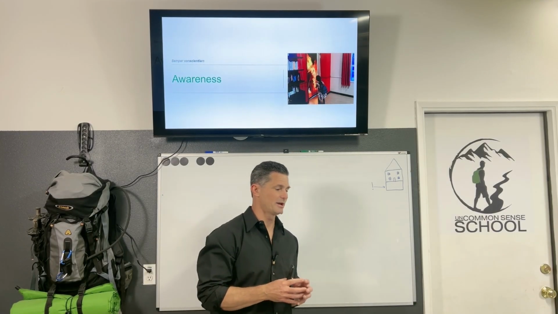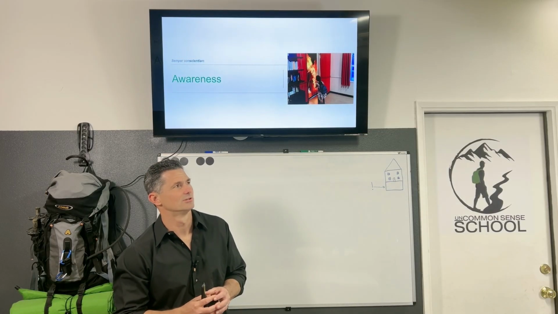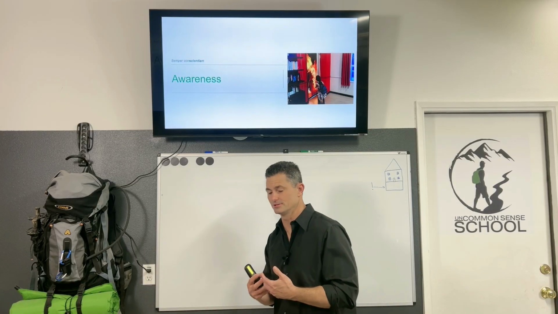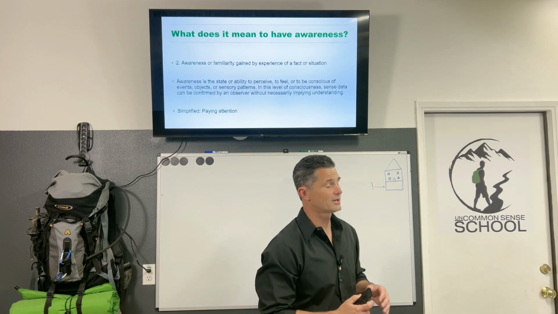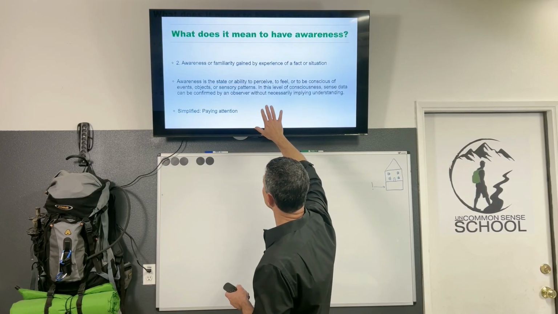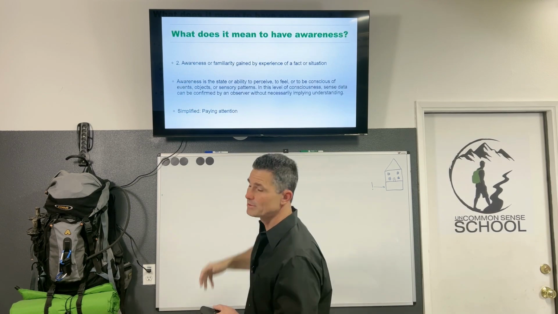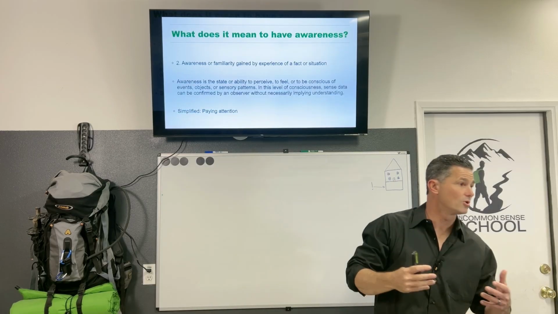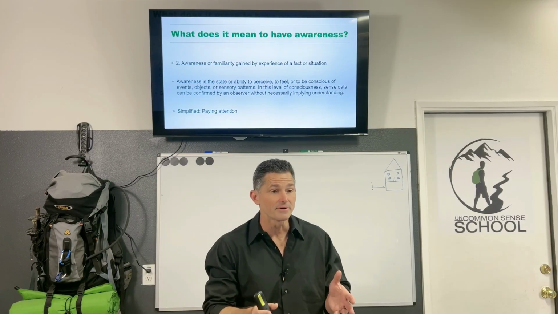Initially we talked a lot about critical thinking and knowledge, but there's a second part that we need to explore, and that is awareness. This is the part that tends to scare us. When we did the definition in the last class, the second part of that definition was awareness or familiarity gained by experience of a fact or situation. So it's the ability to perceive something, to be conscious of an event, where you're at, to know what's going on. All of that is simplified.